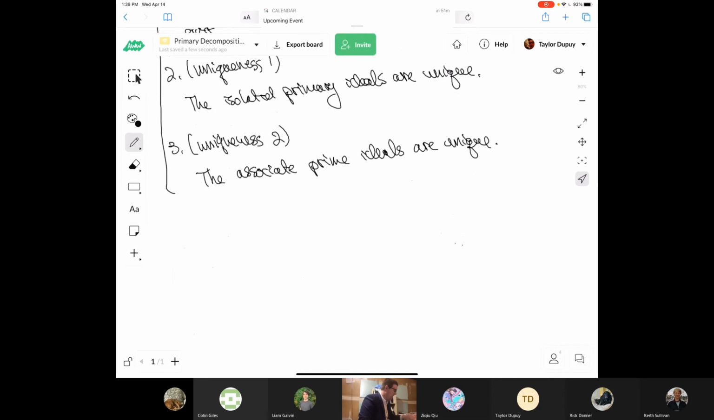All right. And so to start working with these, we need to talk about the behavior of primary ideals under the colon ideal, and this operation called saturation. So there's a way of picking out components once you're given an ideal, right?